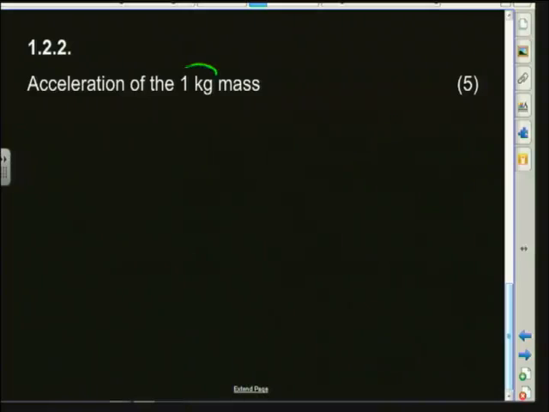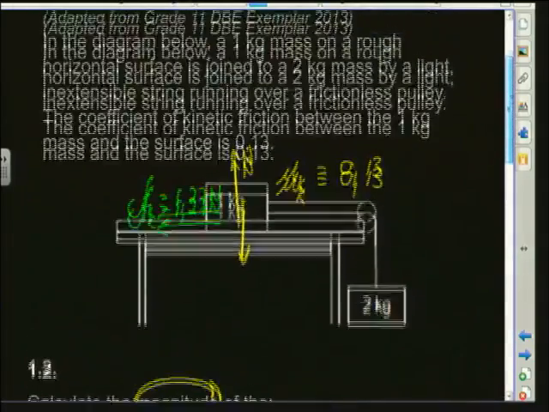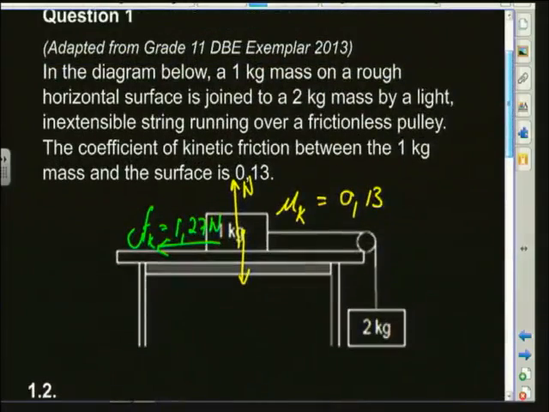Now they say to you, calculate the acceleration of the 1 kilogram mass. So we go, all right, what do I know? I know the friction on the 1 kilogram mass, and I know that it's being pulled to the right by the 2 kilogram mass, okay? Please be careful here. Some of you have probably been told that you can add the two masses together and use the mass as one, but you can't in this particular question, simply because the 1 kilogram mass is moving horizontally, the 2 kilogram mass is moving vertically. You have to consider them as two separate objects, okay?